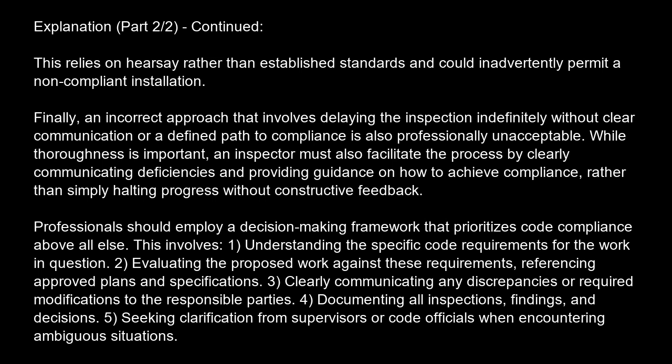Rather than simply halting progress without constructive feedback, professionals should employ a decision-making framework that prioritizes code compliance above all else. This involves: 1. Understanding the specific code requirements for the work in question. 2. Evaluating the proposed work against these requirements, referencing approved plans and specifications. 3. Clearly communicating any discrepancies or required modifications to the responsible parties. 4. Documenting all inspections, findings, and decisions. 5. Seeking clarification from supervisors or code officials when encountering ambiguous situations.